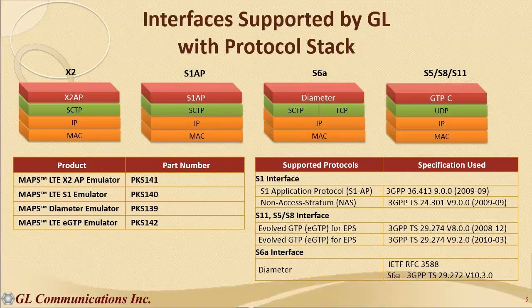S6a can be simulated using the MAPS Diameter emulator, which is PKS139. It is between MME and HSS. The S5, S8 and S11 interfaces are between MME and serving gateway, and serving gateway and PDN gateway, respectively. The product used to simulate these interfaces is the MAPS LTE eGTP emulator, that is PKS142. These are the products which are used to test and simulate LTE interfaces.